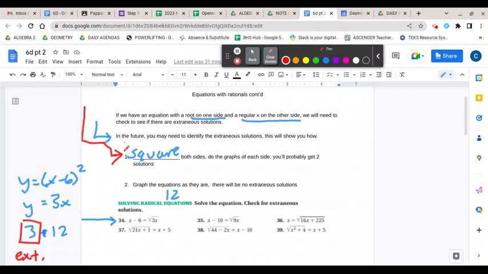So to do that, you just square both sides to get rid of all the radicals, and then you graph them and go from there. You square both sides, graph them, you get your two solutions, and then you go back to step 2, doing what we did yesterday, which is just graph them as they are, and then you'll get your answer. That's the first part of 6D part 2, so you can go try these problems out down here.